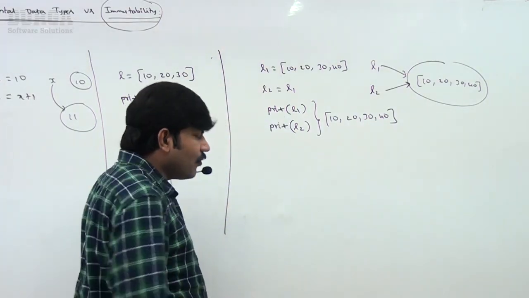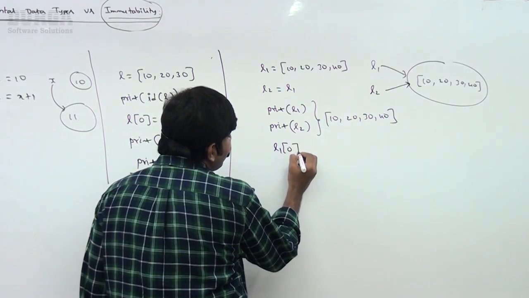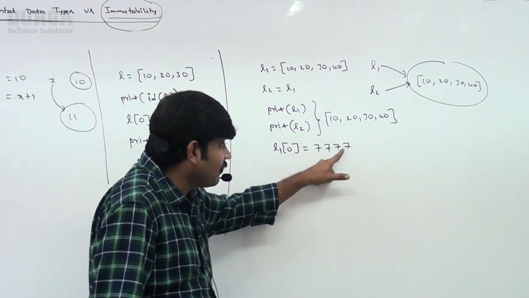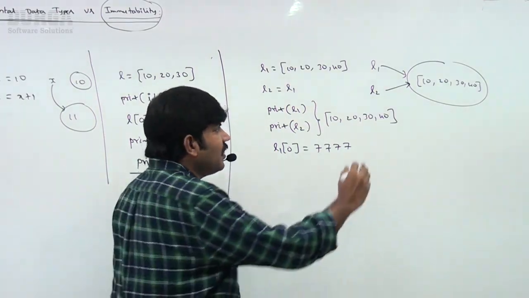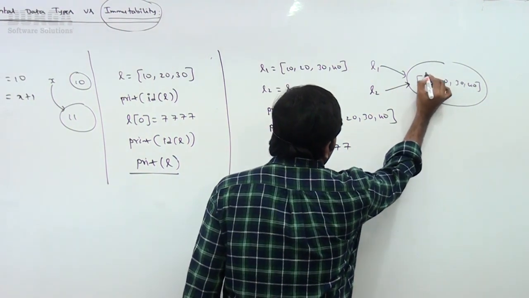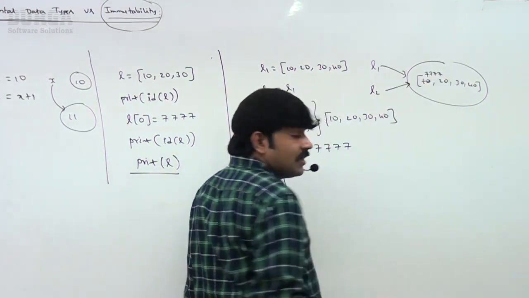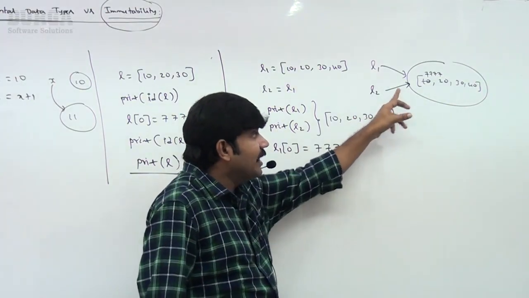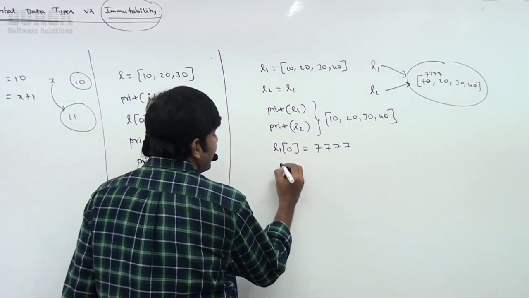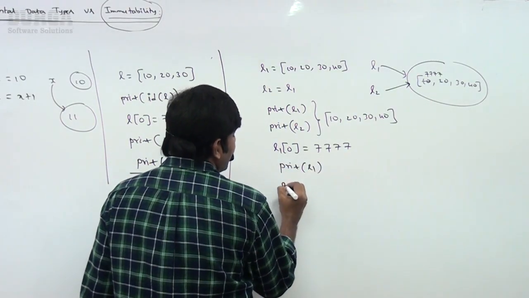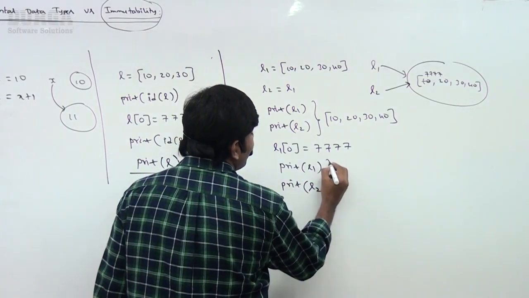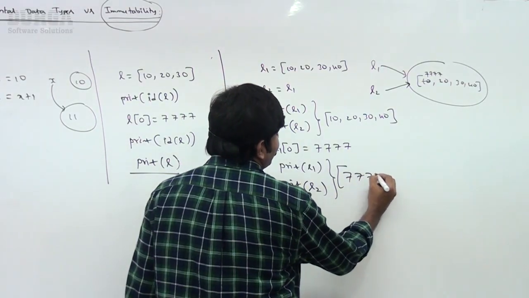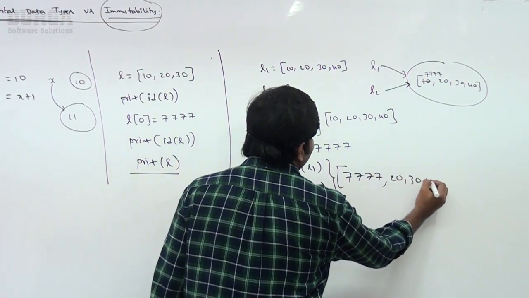Now L1 of 0 is equal to 7777. L1 of 0 means the first element, 10, will be replaced with 7777 in the same object. Now the change will be reflected in L2 also. Let me print again, print of L1, print of L2. What output are we going to get in both cases? The first element is replaced with 7777, then 20, 30, 40.